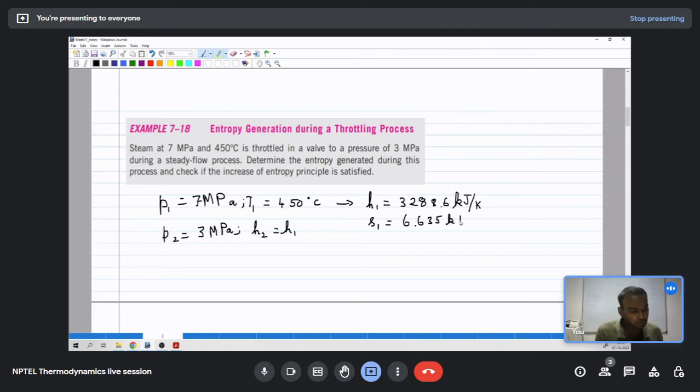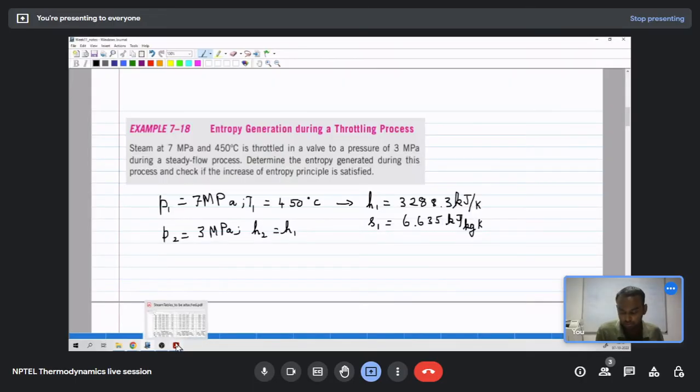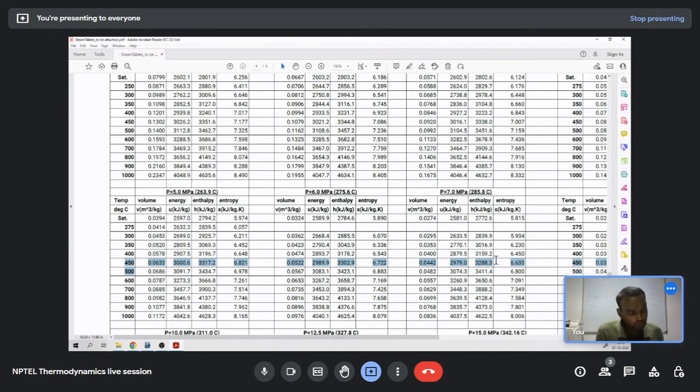This is kilojoule per kg Kelvin, and I think this is 3288.3. Just 3288.3. So now we know that at the final state, the pressure is 3 megapascal, and we know that enthalpy is same as this, which is 3288.